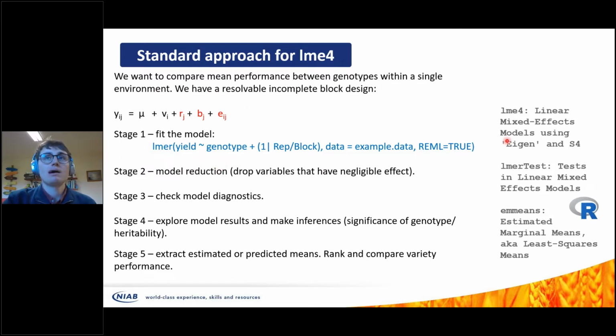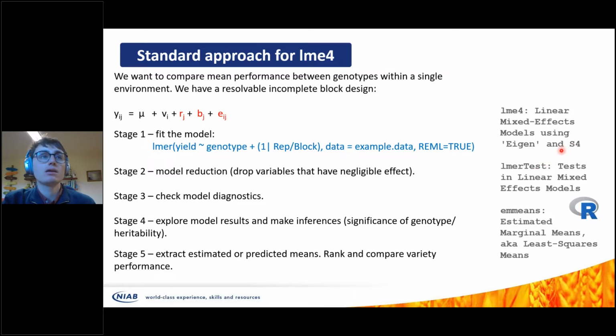In R, I'd use the package lme4 for this, and this would be the syntax for how you test it. You have your response variable, genotype as fixed, as you would in a standard linear model, plus the random terms. This will test the effect of rep, and then also the effect of block nested within rep. Random terms go in brackets with a 1 and a pipe at the start of the term. Example.data is our data frame, and we're testing with REML = TRUE, which is restricted maximum likelihood, the preferred method for testing mixed models.